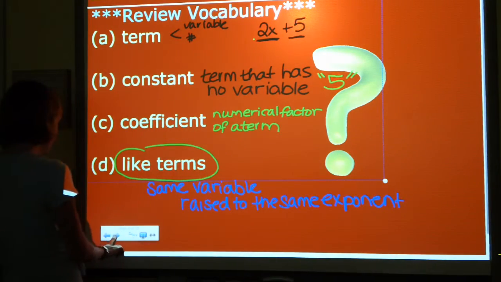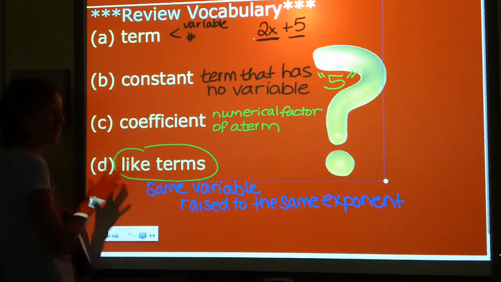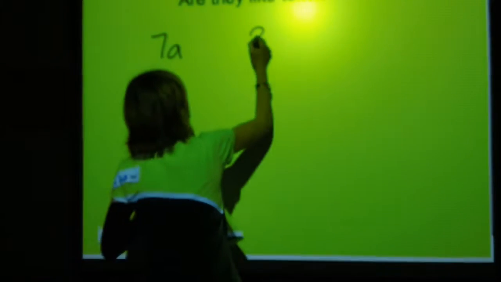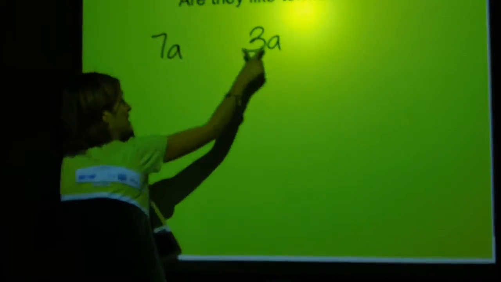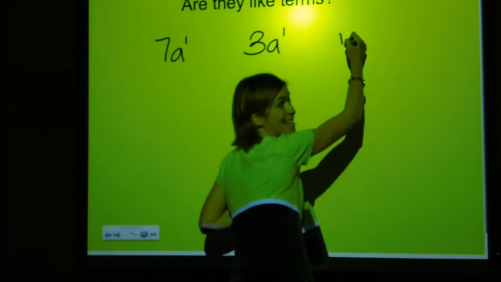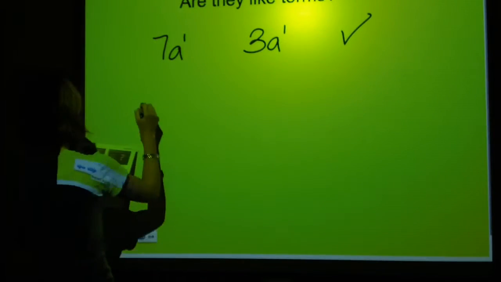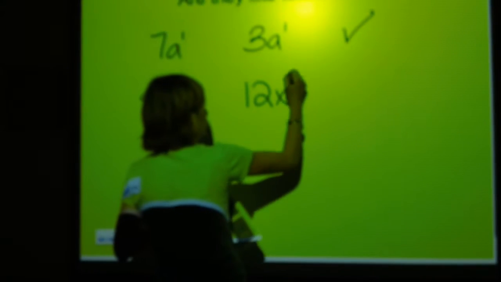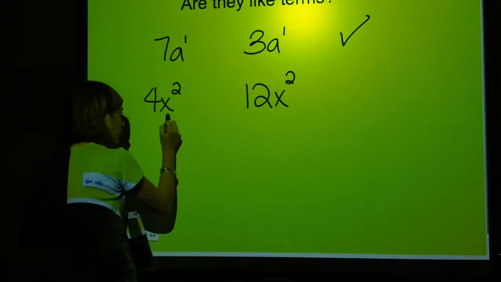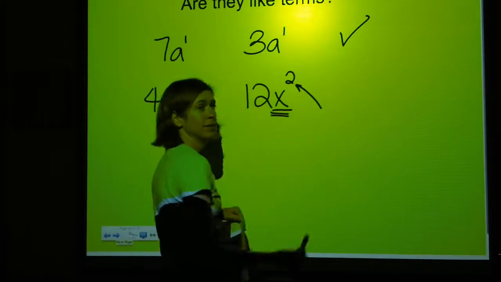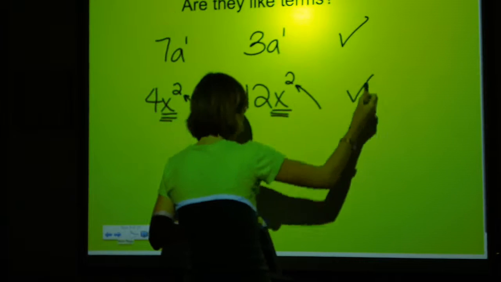All right, let's make sure we understand like terms. And again, you can always rewind this. Are they like terms? 7a and 3a: they have the same variable, and the exponent in this case is both a 1, so yes, they're like terms. 4x squared and 12x squared: same variable raised to the same exponent, like terms.